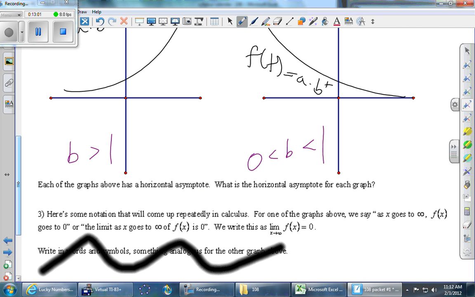And in this case, for the first picture, if you go to the far left, the graph here gets closer and closer to what horizontal line? The x-axis, which is y equals 0. And on the other graph, as you go to the far right, what does the graph get closer to? Same thing, still getting closer to the x-axis. So those 2 things are called horizontal asymptotes. So in this case, each of them has a horizontal asymptote at the x-axis, also known as the equation y equals 0.